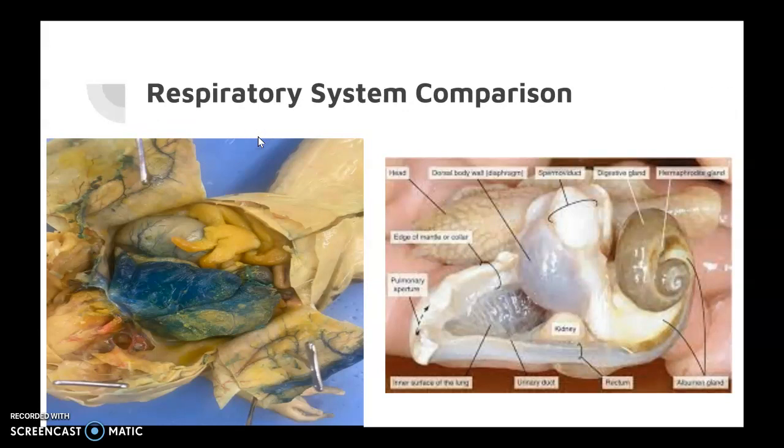The respiratory system in frogs occurs through the skin and in the lungs. The skin is very rich in blood vessels, and oxygen can pass through the membranous skin, entering directly into the blood.